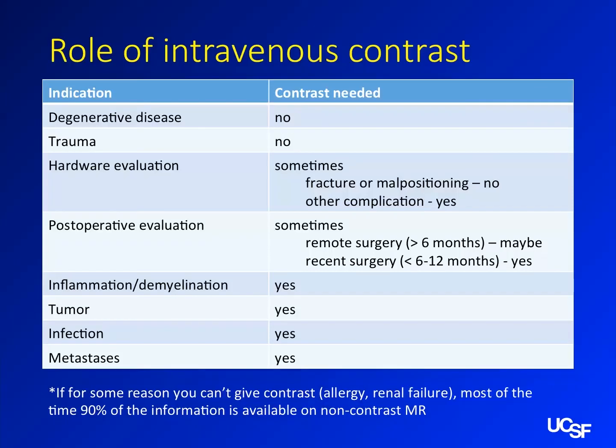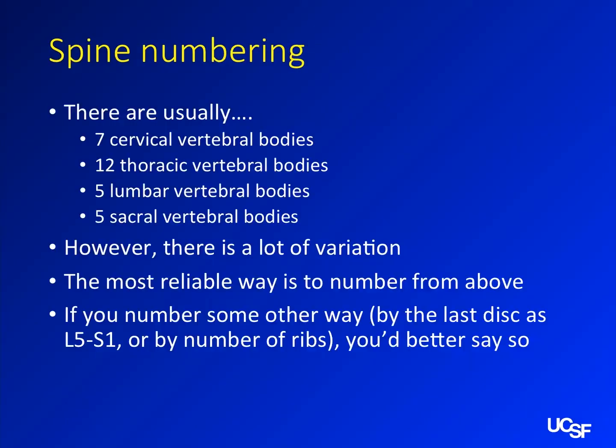I'll make a comment about numbering. I didn't really know this until I started being a fellow. There's a lot of variation in the number of vertebral bodies, and the only truly reliable way to number them is from the top. Start at the dens, call it C2, and go down. A lot of times people have 11 ribs, 13 ribs, 6 lumbar vertebral bodies. It can be very confusing.